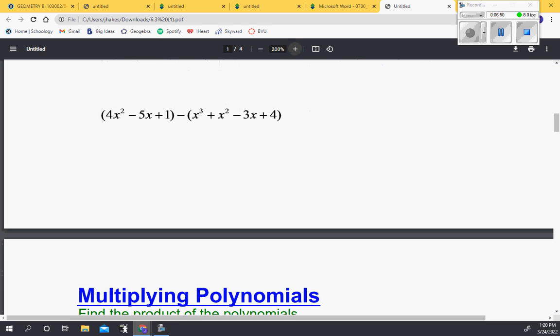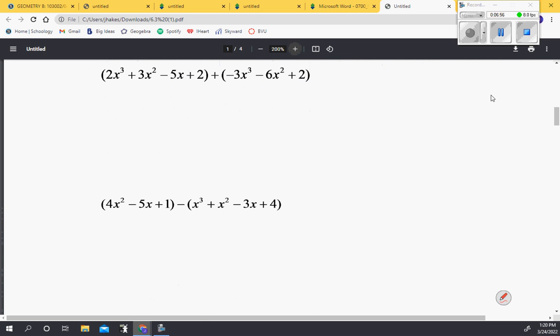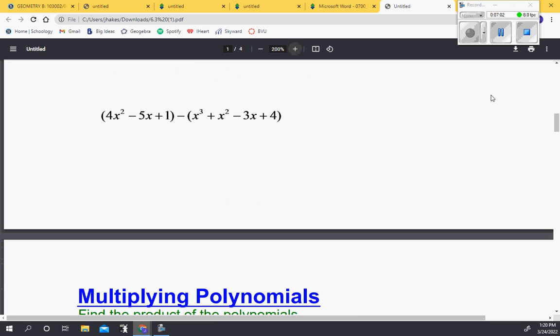Okay, next one. This one's a little different from the one above. The one above, we had an addition sign. This one, we have a subtraction sign. Okay, that makes a huge difference. Every time you see a subtraction sign in front of parentheses, a red flag should go up in your head. Something needs to go off and say, oops, we have to fix something, or we have to change something. This negative in front of the parentheses means we have to distribute to everything inside that parentheses.